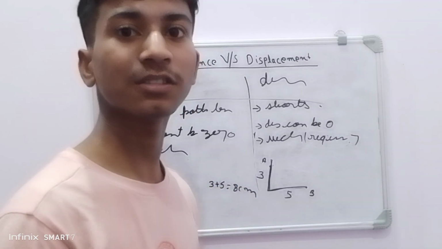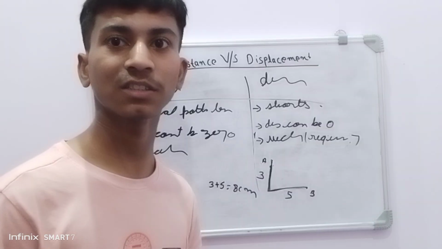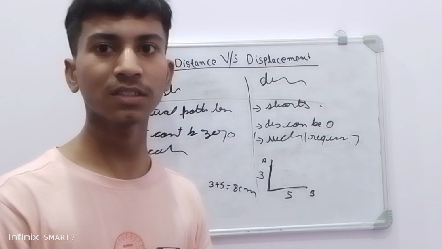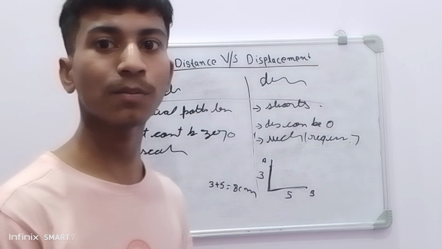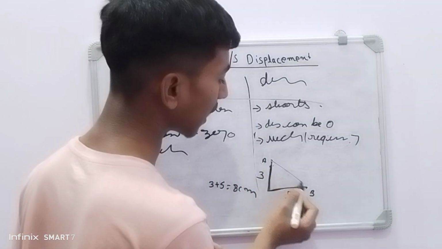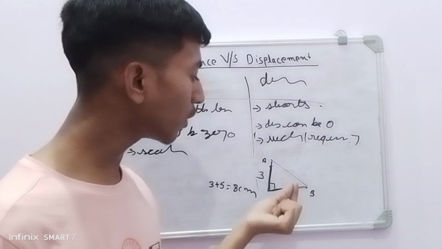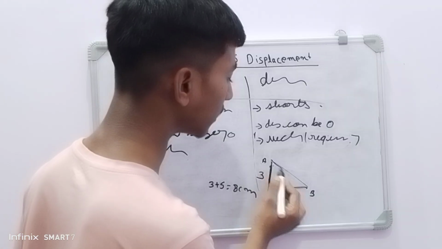And what is the displacement? Remember that displacement means shortest distance. So how could you find the shortest distance? When you connect the initial point to the final point by a straight line. So draw here a straight line. If here the angle is 90, by the Pythagoras theorem you could find the length of AB.